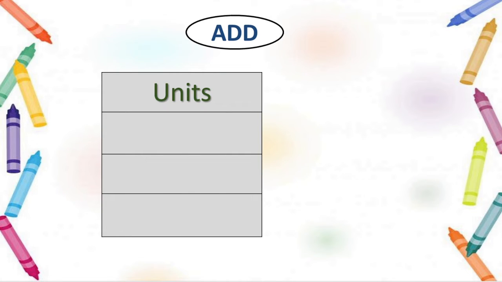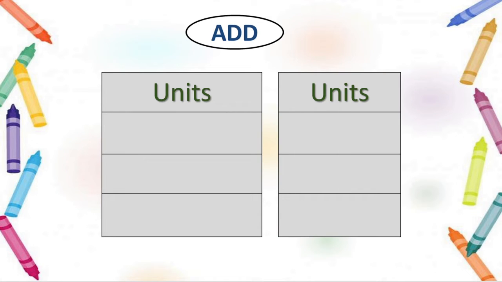Here you can see units column. Right? Okay. 2 columns we have made here of units. In one we will draw the objects and in one we will write the numbers. First one, units column. Here we can see 1, 2, 3 and 4 means 4 balls we can see. Let us write here number 4. Okay. And here in the second we are going to add these balls to some more balls. That is 1, 2, 3. So let us write here 3.